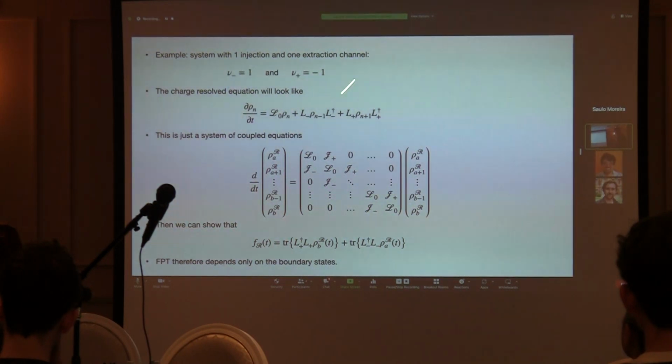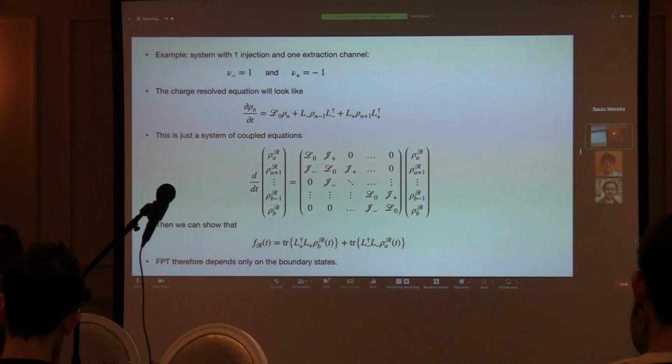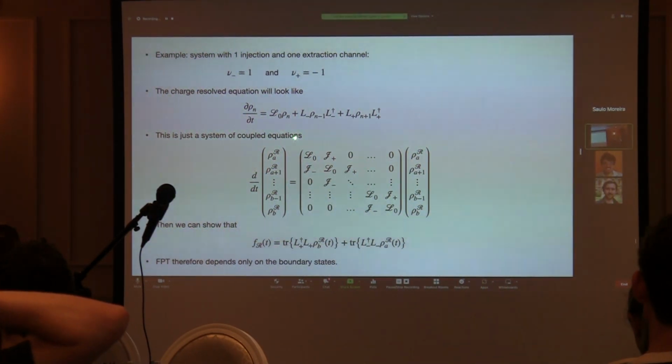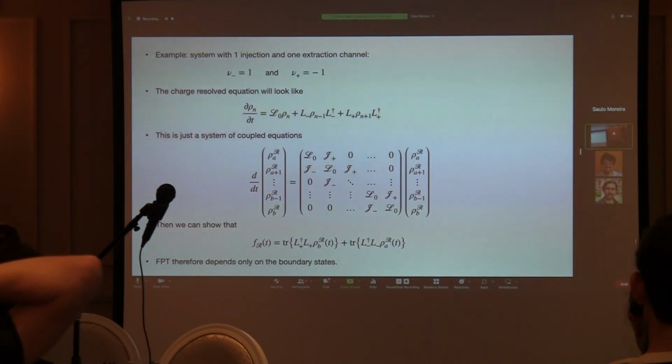Okay, so just to give you an example, suppose you have a system with one injection and one extraction channel, and you choose your weights to be plus or minus 1, so you're looking at some kind of excitation current. Then your charge resolved equation will have a term connecting rho n to rho n minus 1 and rho n to rho n plus 1. You can write this in an organized kind of matrix form. And this is a matrix of superoperators, but the idea is valid. So essentially, you just have a vector of density matrices going from A to B, your region of interest. And then essentially it's just a coupled system of equations, right?